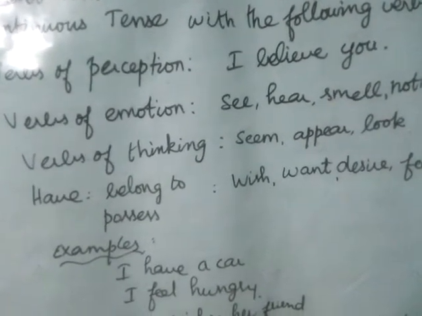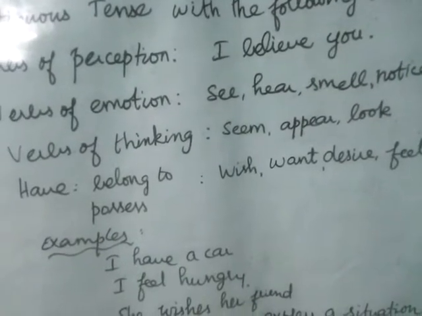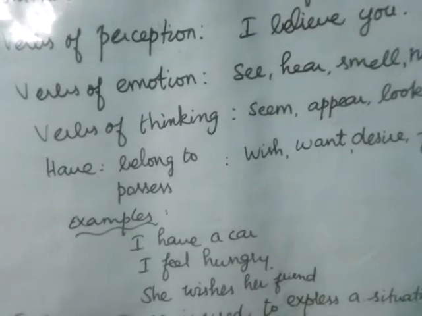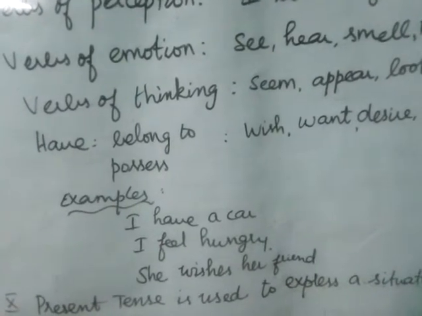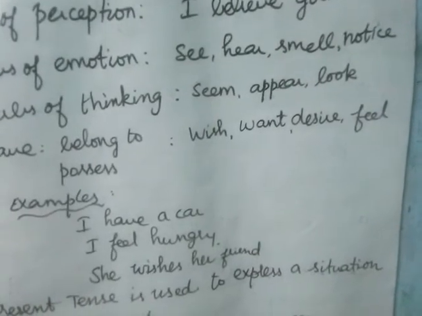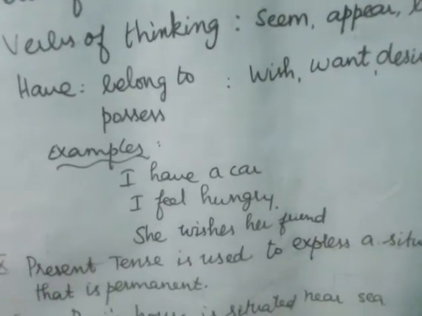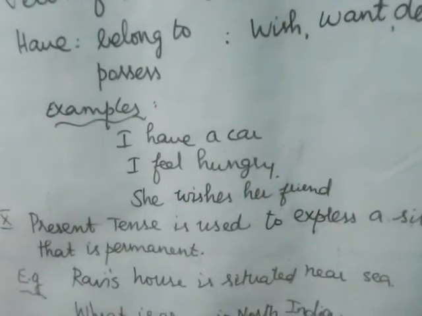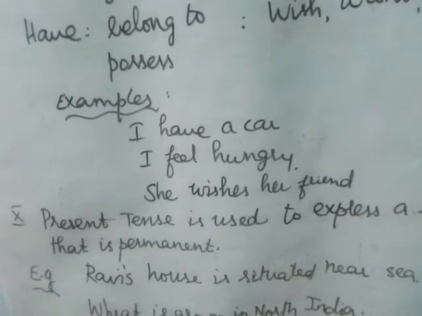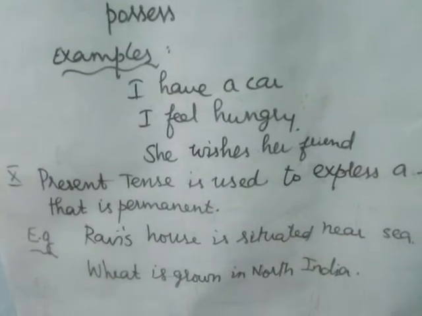Verbs of thinking. Seem, appear, look. Have, that means belong to or possess. Also wish, want, desire or feel. Examples, I have a car. I feel hungry. She wishes her friend.